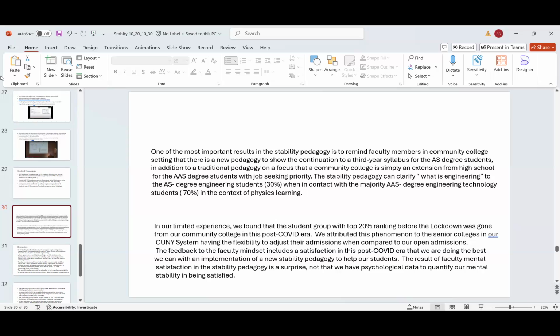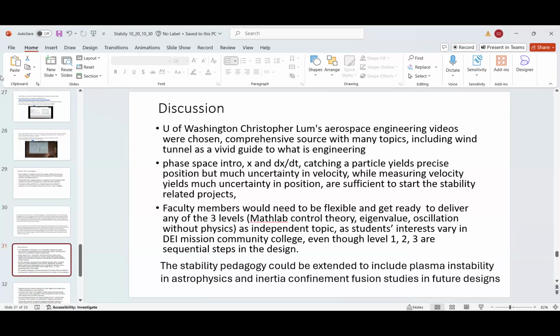We attributed this phenomenon to the senior CUNY system having flexibility to adjust their admissions when compared to our open admissions. That feedback to the faculty mindset includes satisfaction in this post-COVID era that we are doing weekend implementation of the new stability pedagogy to help our students. The result of faculty satisfaction in the stability pedagogy is a surprise, but we do not have psychological data to continue.